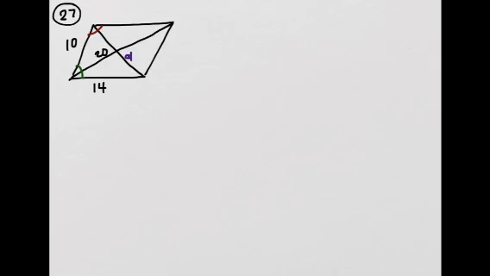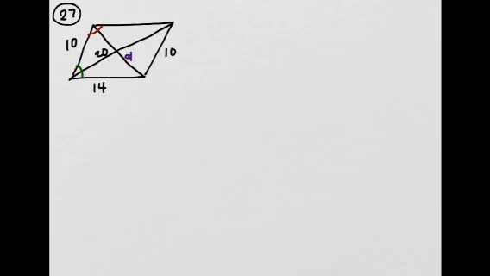Alright, so they want you to find the measurement of this angle and this diagonal. The 20 represents this diagonal, the whole length of it. And this side is 10 and this side is 14, and this is a parallelogram. So we know that opposite sides of a parallelogram are congruent, so then this is 10.